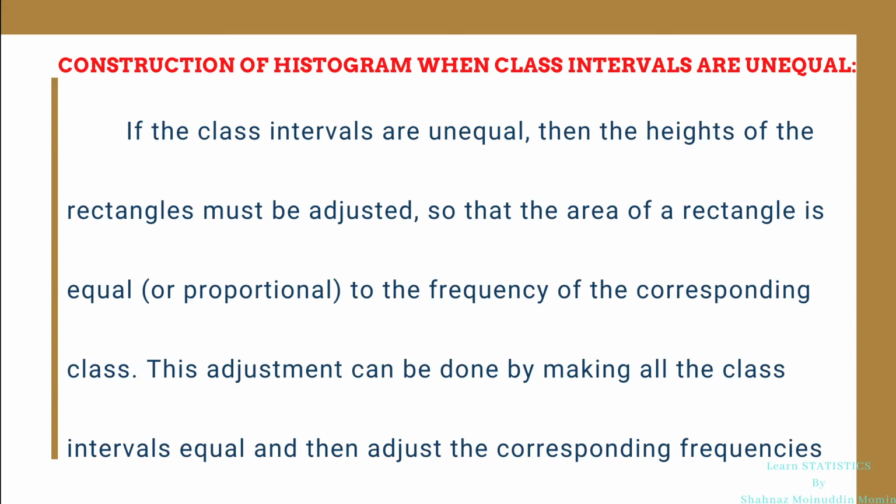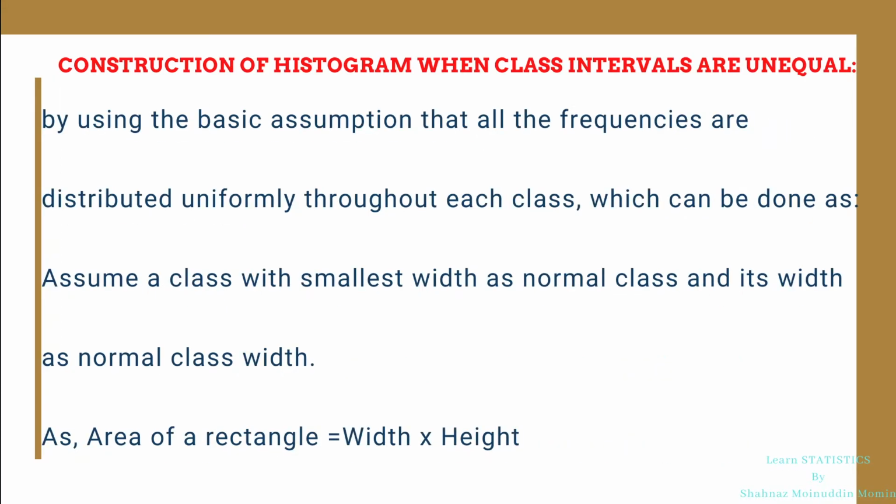This adjustment can be done by making all the classes of equal interval and then adjusting the corresponding frequencies, by using the basic assumption that all the frequencies are distributed uniformly throughout each class. In order to make the class intervals equal, we assume a class of smallest width as a normal class, and its width is known as normal class width.